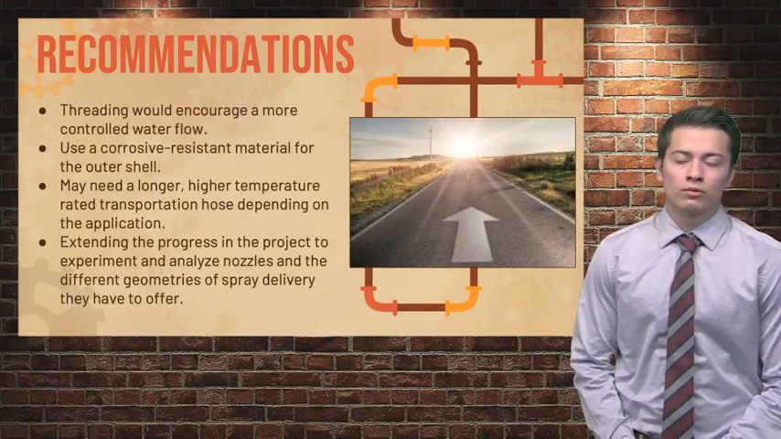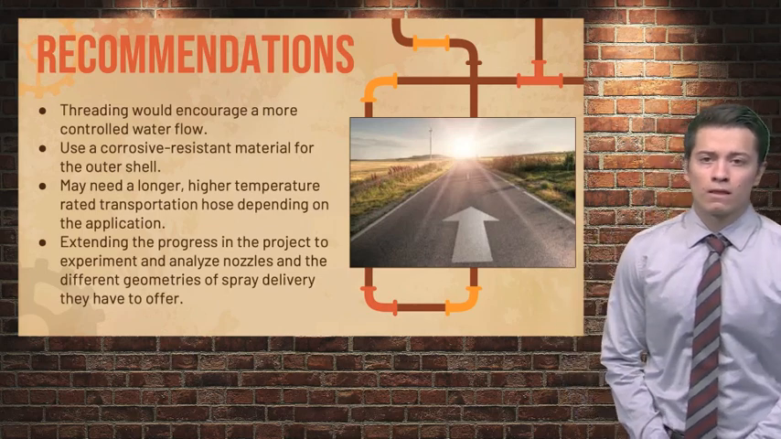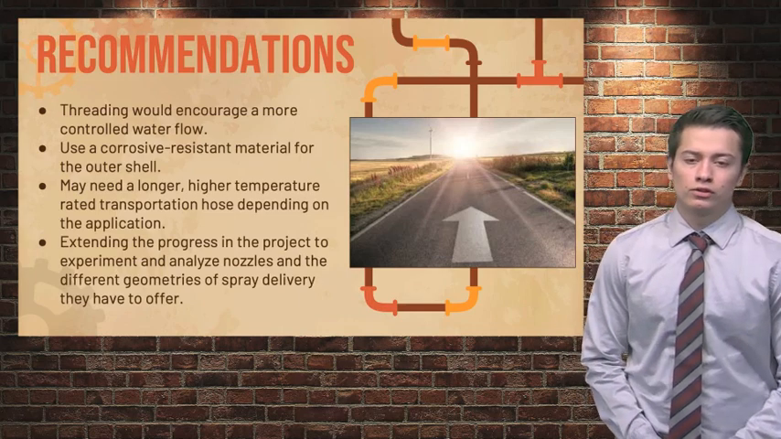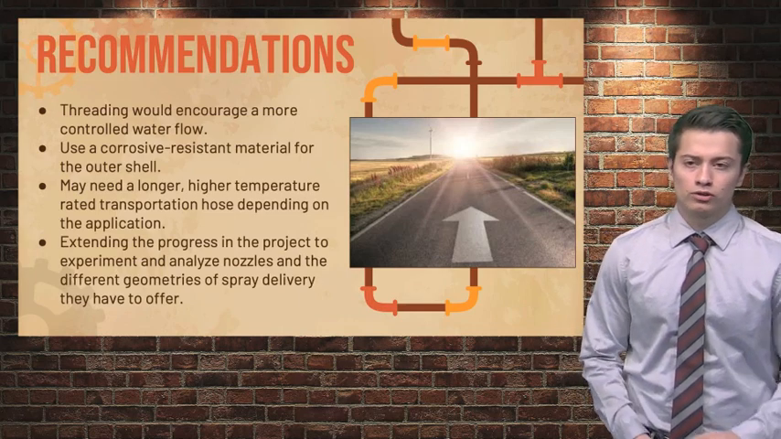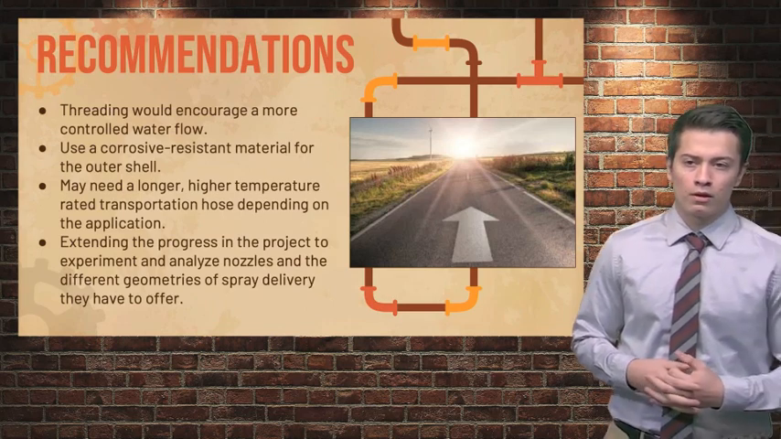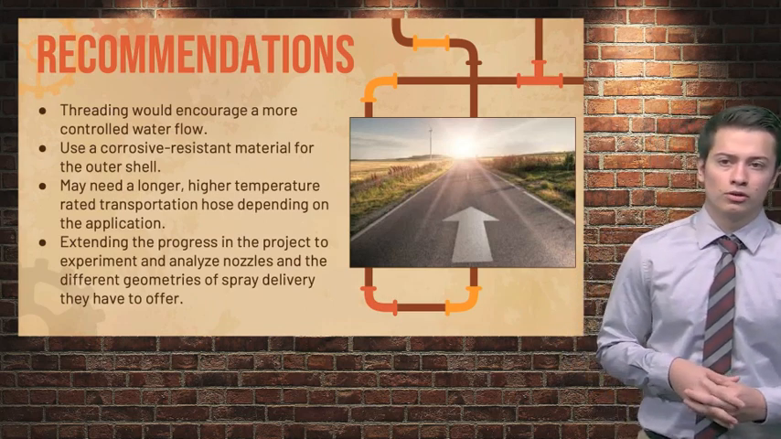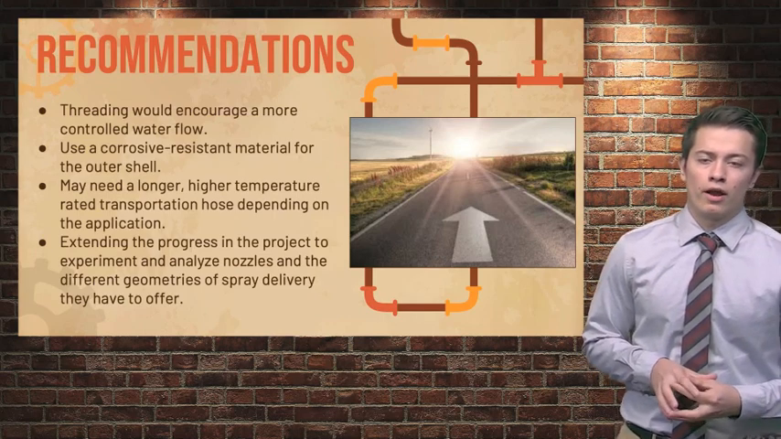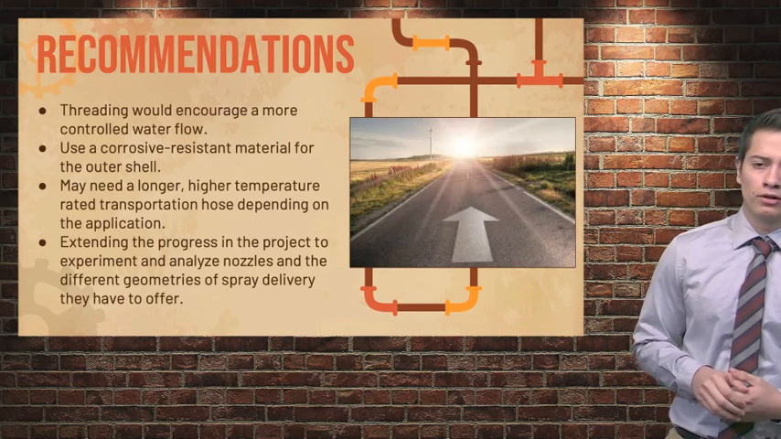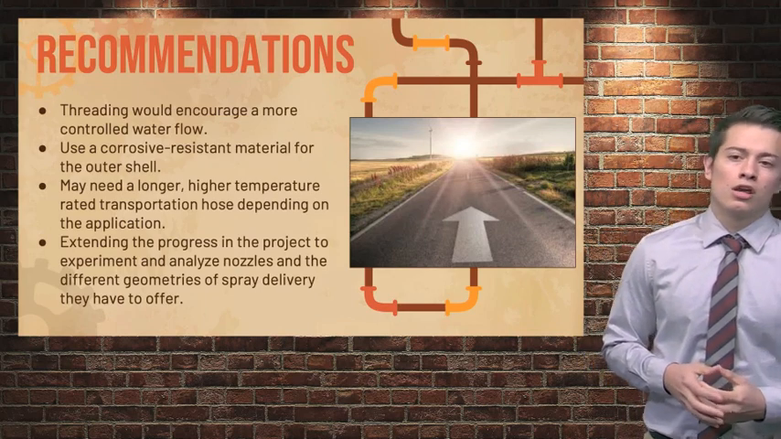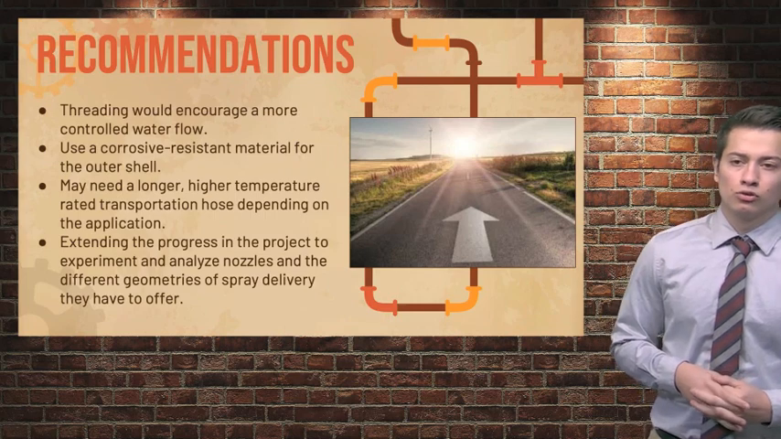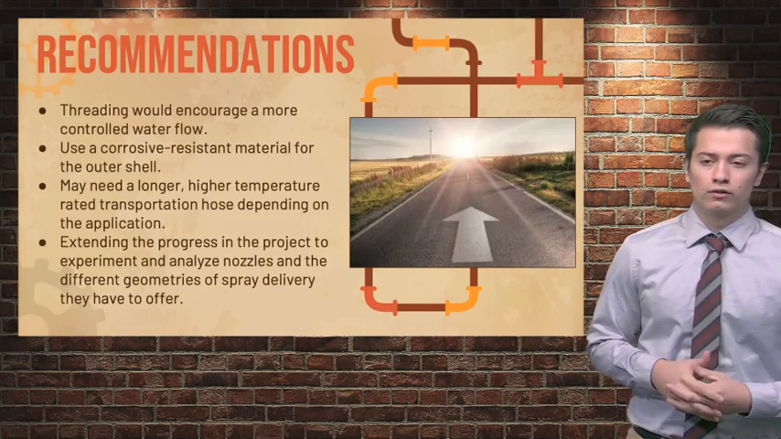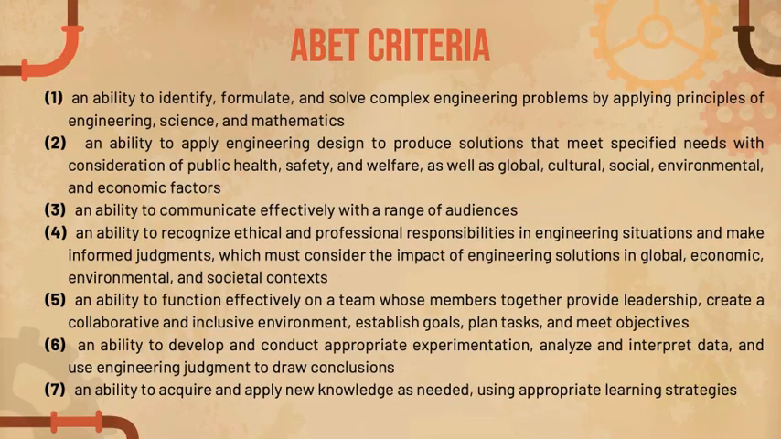And now we have some recommendations for future experiments. First, applying threads around the outer surface of the copper pipe would encourage more of a circular controlled water flow, and using a corrosion resistant material for the outer shell due to the water, as well as needing a longer, higher temperature rated transportation hose depending on the application used. And lastly, extending the project to experiment and analyze nozzles and the different geometries of spray delivery they have to offer.